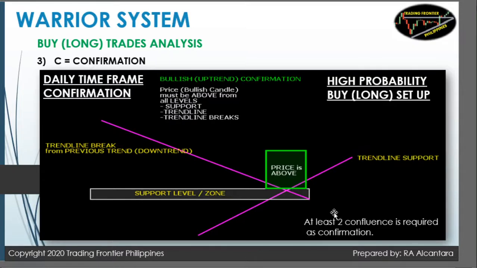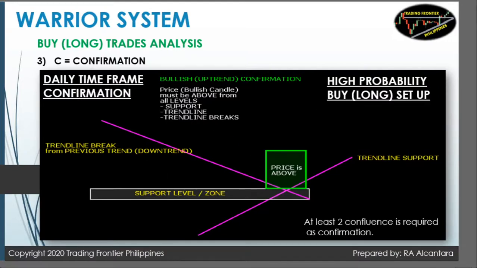As I mentioned, at least two confluences are required as confirmation. There are times that there is no counter trend line, but there is a support trend line below. However, there are times as well that there is a counter trend line break, but there is no support trend line below. So either of the two, as long as you have two confluences and the price is above that level, you have a high probability long setup.